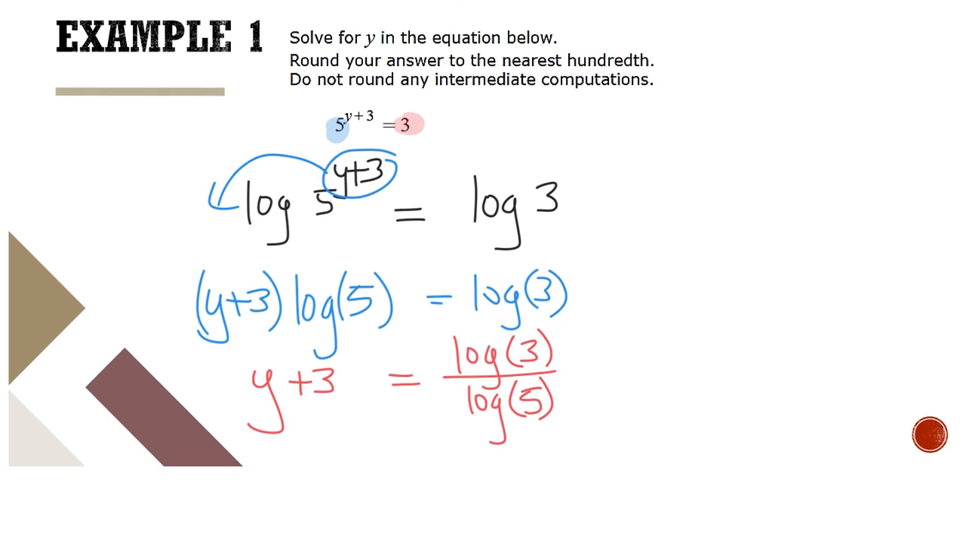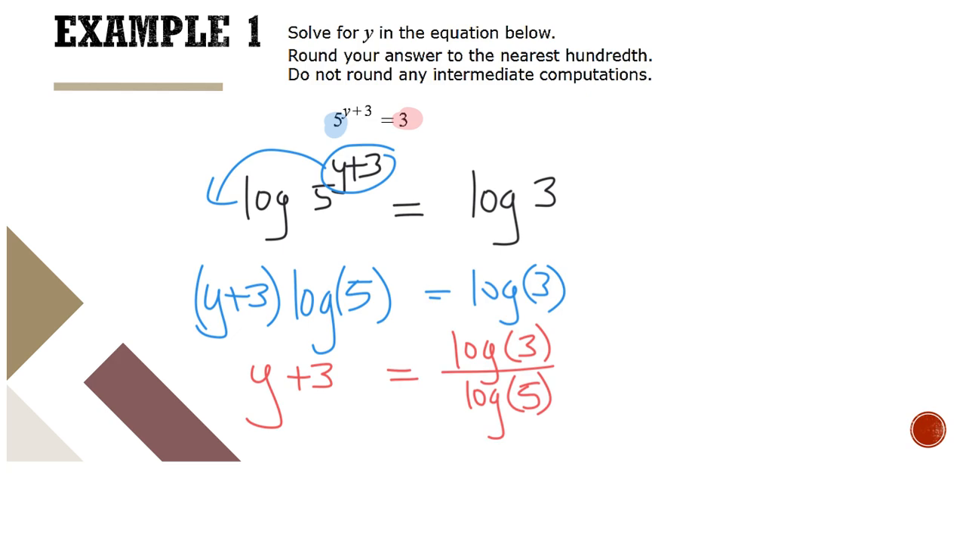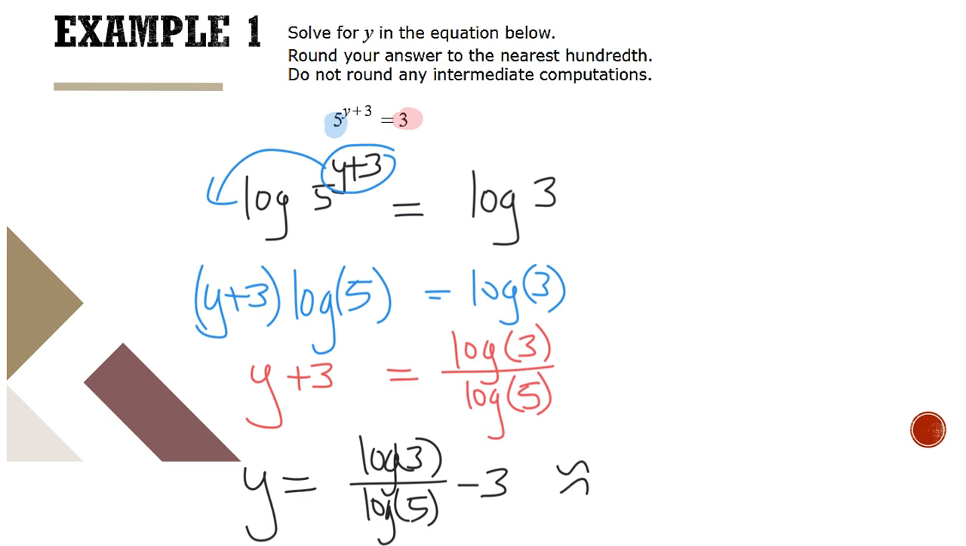This is almost our answer. We just have to subtract the 3 to the other side. So we're just going to subtract 3. So we have this log of 3, which we can type into our calculator and divide by the log of 5, also typeable in the calculator, and minus 3, which we type all into my calculator and get that is about negative 2.32 if we round it to the nearest hundredth.